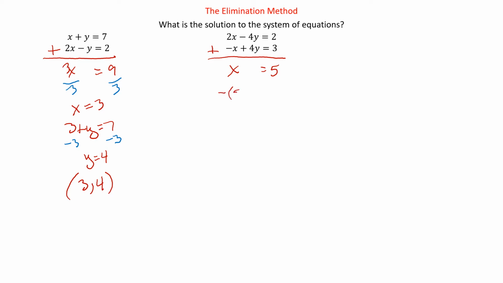So we have negative 5 plus 4y equals 3. Well, the parentheses aren't really needed, so that's negative 5. So we can add 5 to get 4y equals 8. Divide by 4 to get y equals 2. But again, our answer needs to be in the form of an ordered pair because it's a point. x comma y, so that's 5 comma 2.